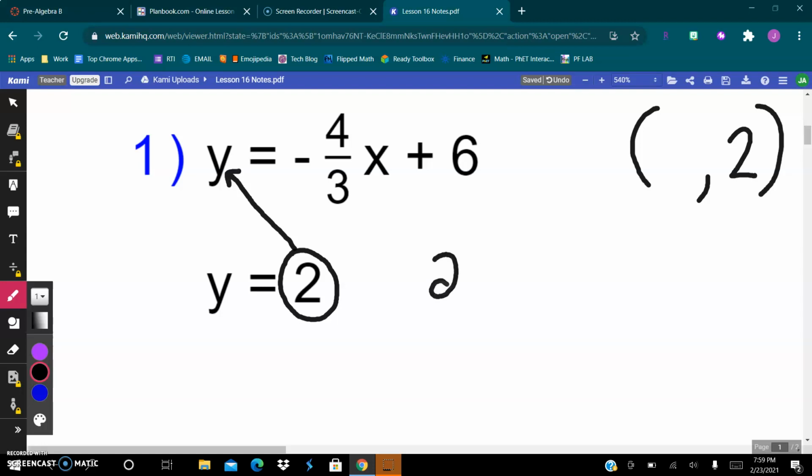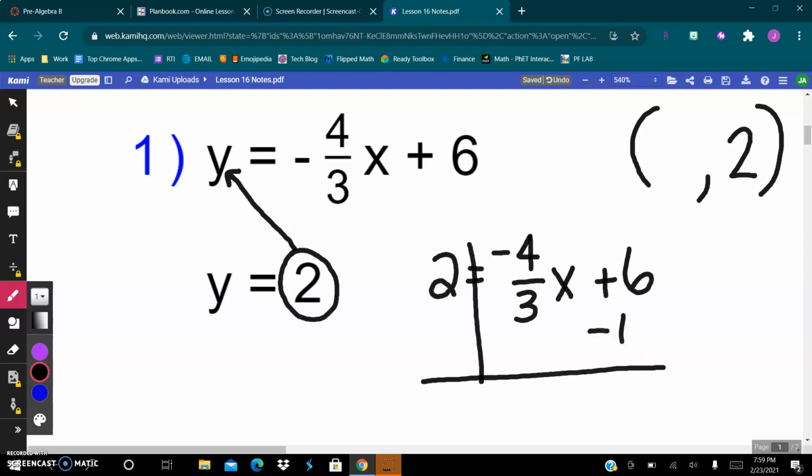So I'm going to have 2 equals -4/3 x plus 6. And now I have an equation that I can solve for x. I don't have two variables anymore. I just have the x. So we're going to subtract 6 from both sides. 2 minus 6 would be -4. And then we still have the -4/3 x left.